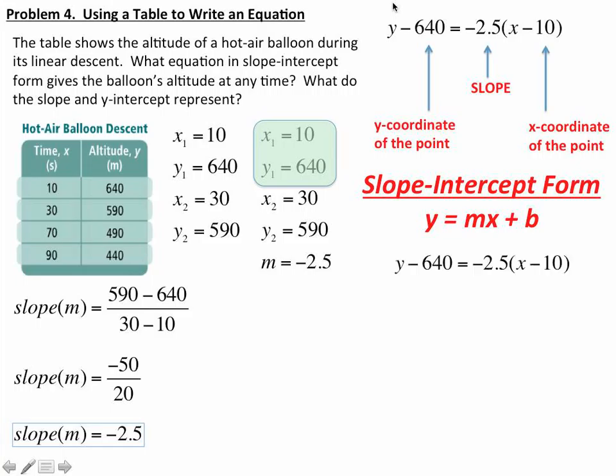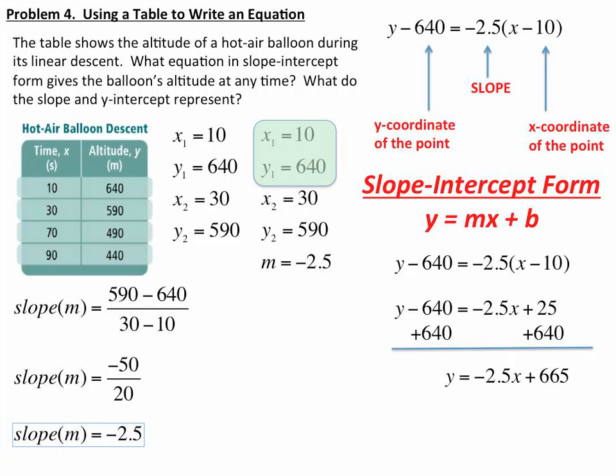And that's actually not hard to do because all it is, is distributing this negative 2.5 and then moving everything so that the y is all by itself on the left. So all I have to do is get rid of this minus 640. So I would add 640 to both sides. And I would just wind up with y equals negative 2.5x plus 665. Now notice this is in y equals mx plus b form. So there's your slope, negative 2.5. There's your y-intercept, 665.